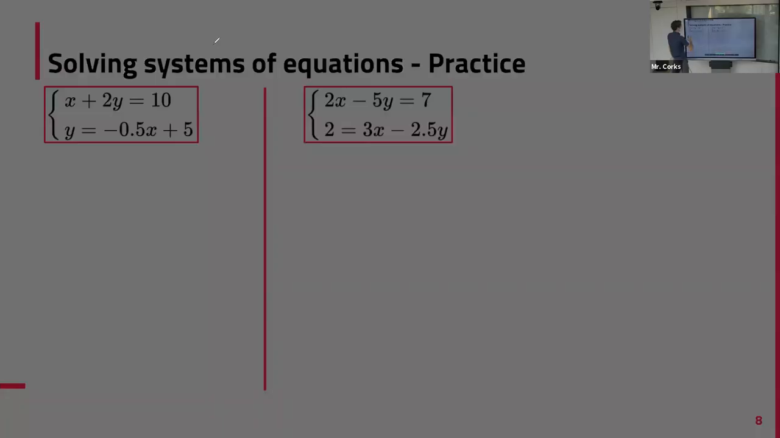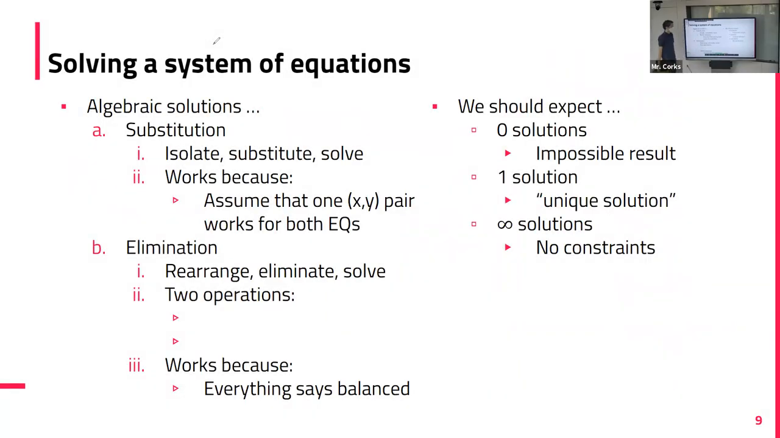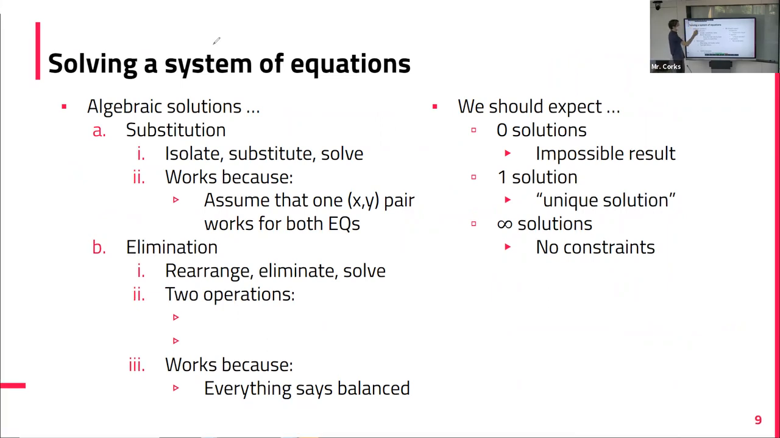So just some warm up there. A quick review of what we talked about last time. Substitution: the basic process isolates then substitutes. It's working because we are assuming that there is a pair and we just try to figure it out and see what happens with our results. Elimination: rearrange if needed and then eliminate. And then from there, it's not too hard to just solve for whatever is left over.